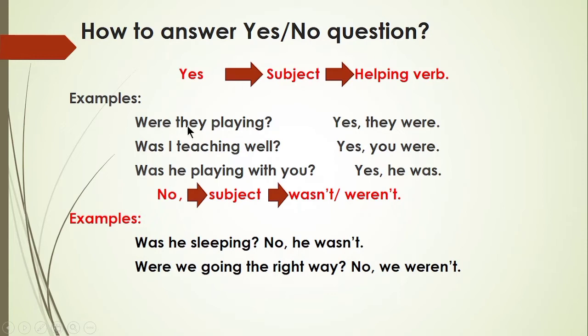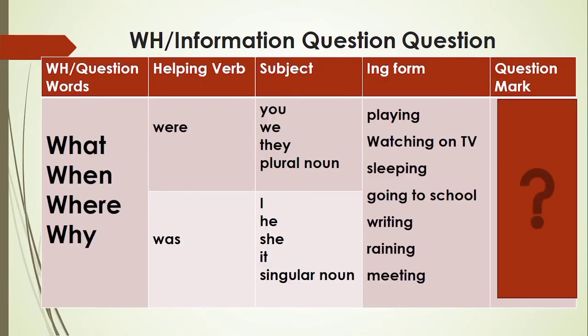For example, were they playing? Yes, they were. Was I teaching well? Yes, you were. Was he playing with you? Yes, he was. If we answer it with no, so no, comma, subject, wasn't or weren't, according to the subject. For example, was he sleeping? No, he wasn't. Were we going the right way? No, we weren't. So that is how we answer yes no questions.